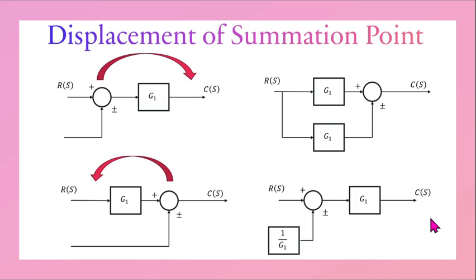For displacement of a summing point, if a summing point is before a block and you want to move it after, multiply the branch entering the summation point by the transfer function of the block. And if a summation point is after a block and you want to move it before the block, divide the branch entering the summation by the block.